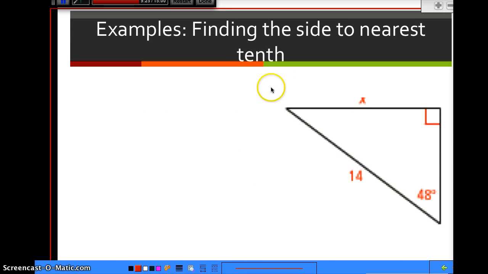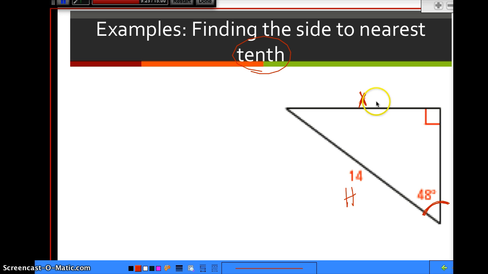Finding the side to the nearest 10th. In this case they're asking us to round to the nearest 10th. They gave us this angle, which is 48 degrees. They want us to figure out what x is, which is right here. They gave us the hypotenuse, because that's the side opposite the 90-degree angle. Now, some kids think they can use the Pythagorean theorem, which you learned at the beginning of this chapter. Remember, the Pythagorean theorem is a squared plus b squared equals c squared. I need this, I have this, but I'm missing the side.